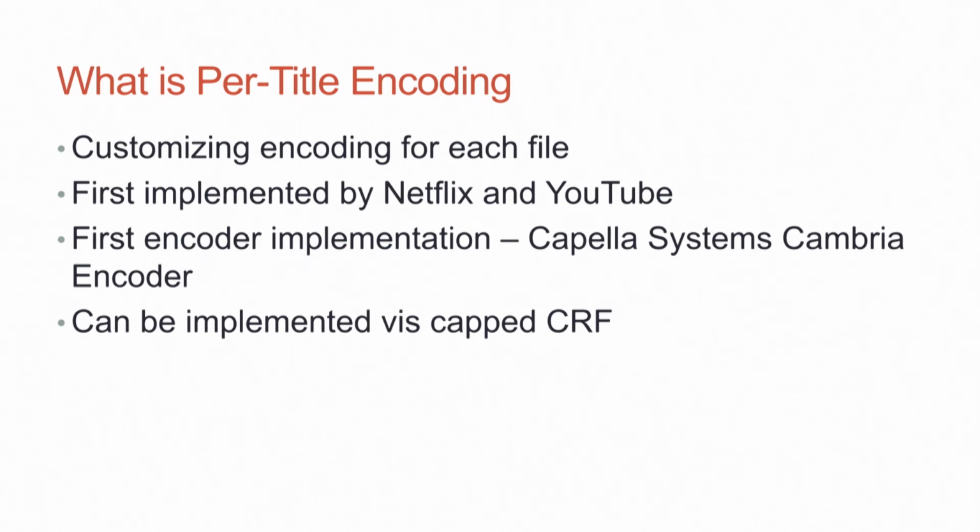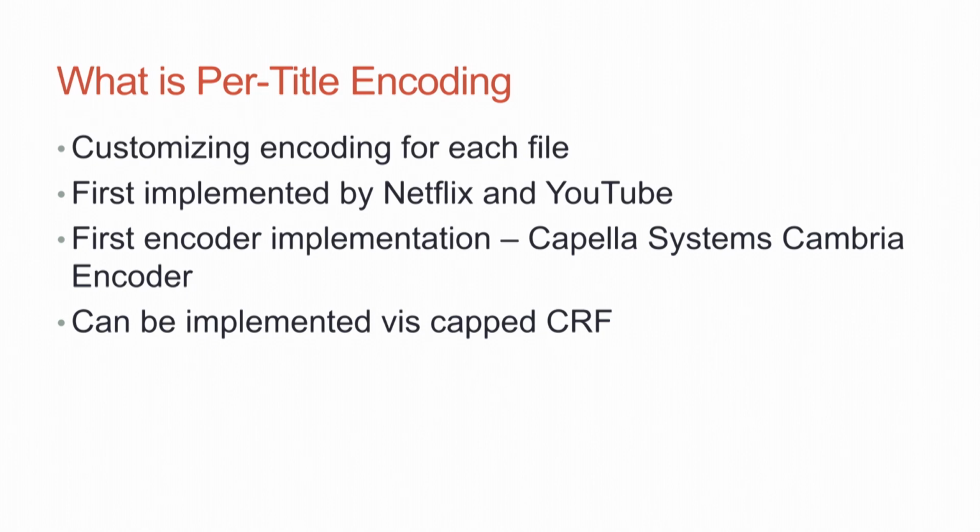I mean, since the dawn of time, anybody who's ever encoded a video file knows that a soccer match is harder to encode than a talking head. But Apple introduced a bitrate ladder in TN2224, and a lot of people just used that bitrate ladder for all videos, even though we knew some were harder to encode and some were easier to encode. So what per title encoding does is it customizes the encoding for each video file.